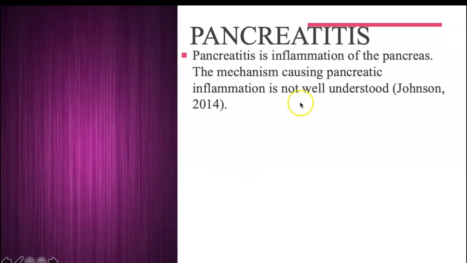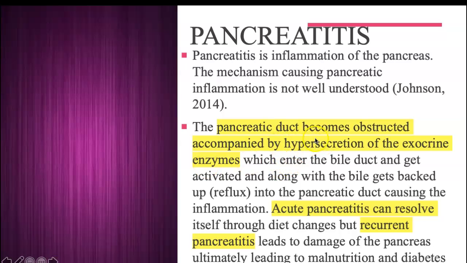So pancreatitis is basically inflammation of the pancreas. The mechanism is not all that well understood, but basically it's the pancreatic duct that becomes obstructed, and it leads to a buildup of the enzymes, because they're not able to enter the duodenum, and so they get activated from the bile coming through the bile duct. Literally what happens is there's a kind of reflux, and that leads to those enzymes destroying pancreatic cells in the pancreatic tissue. That's acute pancreatitis, which again can be resolved.